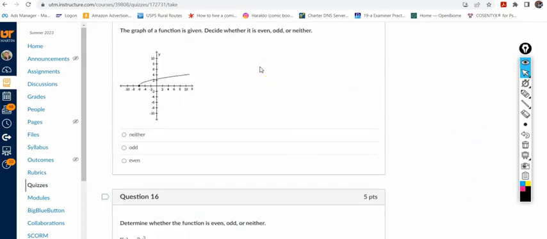All right, this is not even. If it was even, it would be symmetric with the y-axis. So if we were starting over here, then its reflection would look something like that. And that's not what we get, so it's not even. It's not odd, because if you were to flip that upside down, then the graph you would get would look like that. And that's not the exact same graph. So this one's going to be neither.